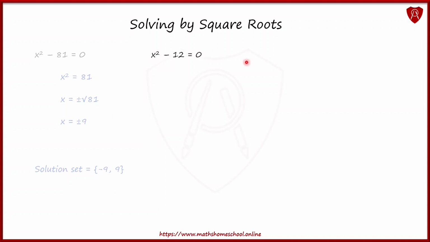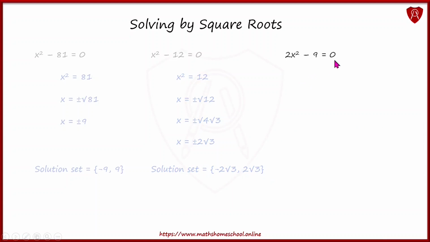x squared minus 12 is equal to 0. Add 12 to both sides. We have x squared is equal to 12. Take square roots. x is equal to plus or minus the root of 12. 12 is not a square number, but we can express it as 4 times 3. So the square root of 12 is the square root of 4 times the square root of 3, plus or minus. Square root of 4 is 2, and then we leave the square root of 3 in that manner. So our solution is -2 root 3 and 2 root 3.